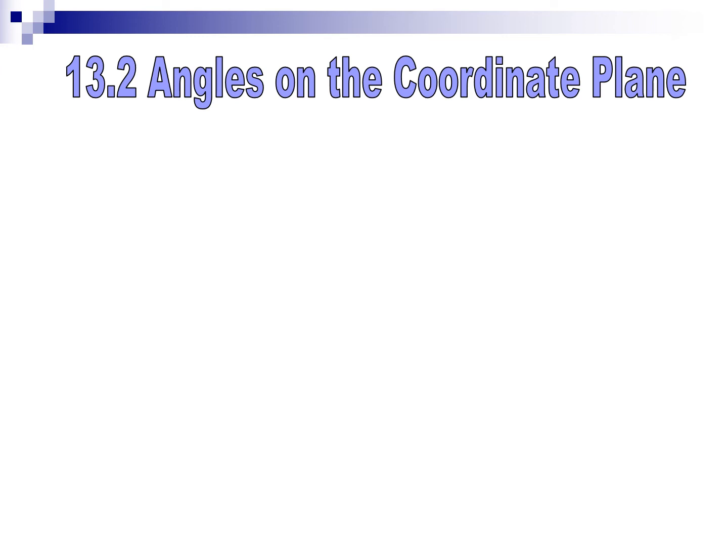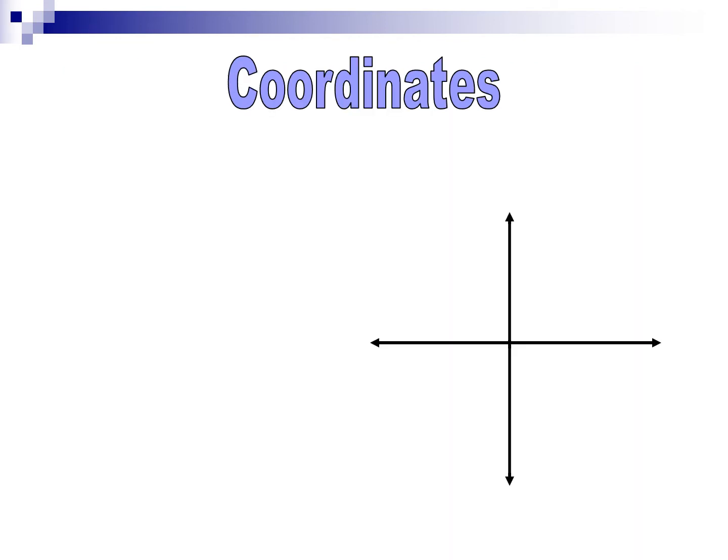Alright, so today we are going to go ahead and work on Chapter 13, Section 2, Angles on a Coordinate Plane. So here we have a coordinate plane, the x-axis and the y-axis. You are first going to be asked to recall what the quadrants are. Go ahead and take a few seconds to look at quadrant 1.